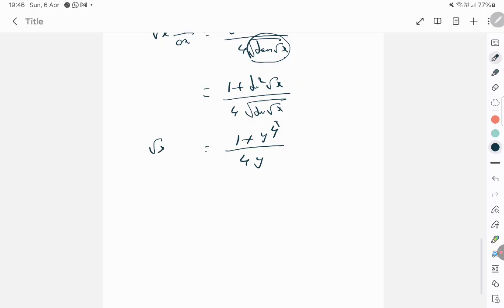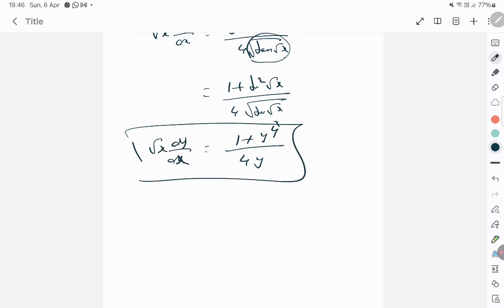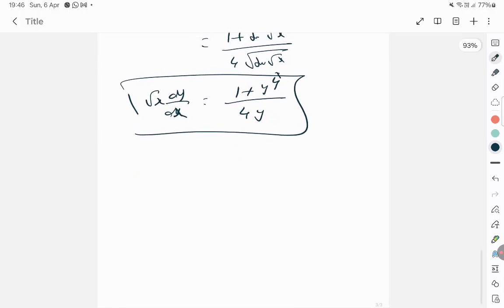Such an easy sum, root x into dy by dx. We have never done such a sum in differentiation. We are just including extra sums. Again, it's not just differentiability. There's more to it, correct? So let's go to more sums. I just want to do some selected sums for now.